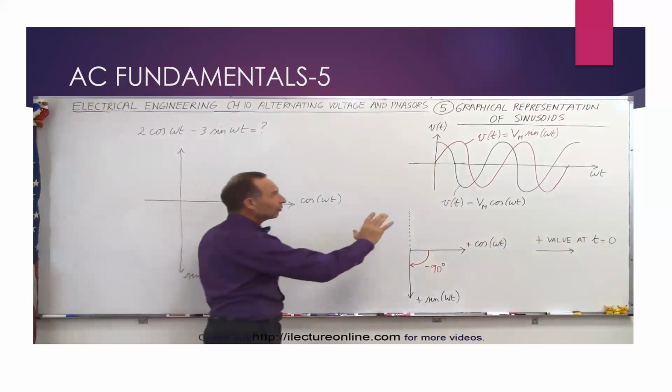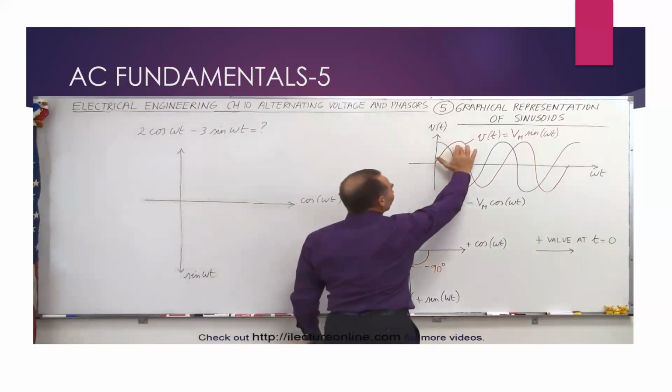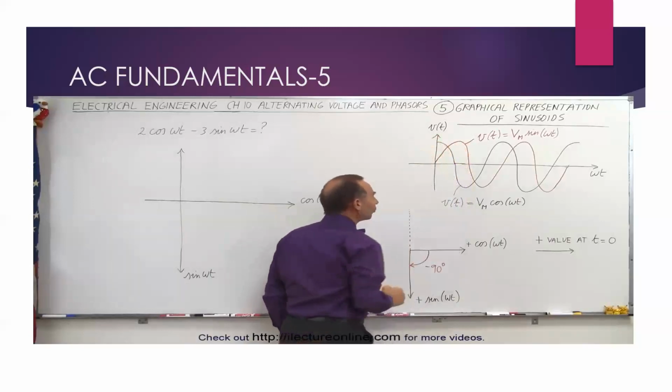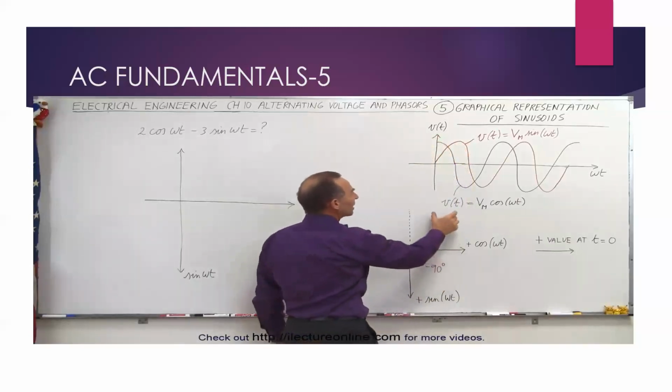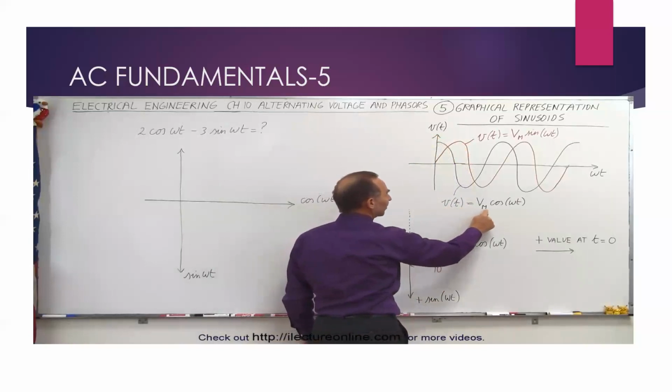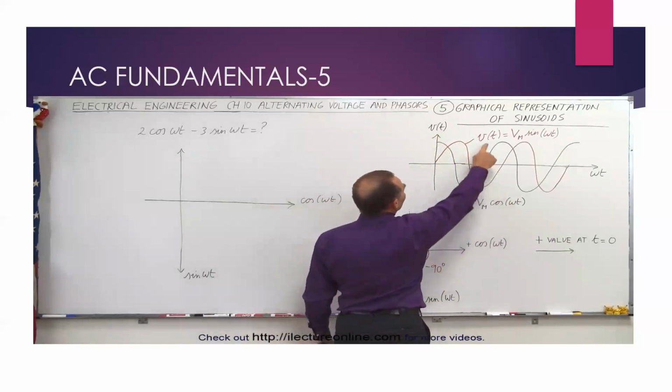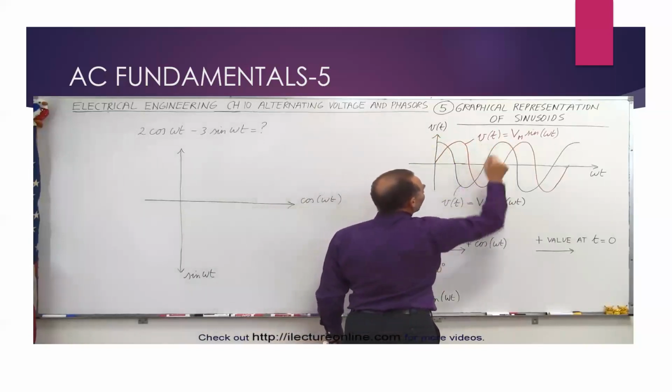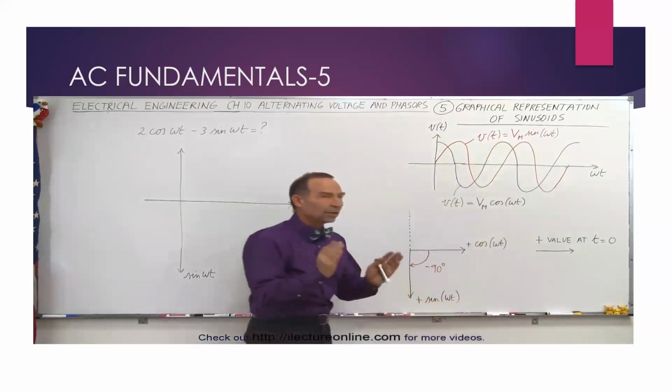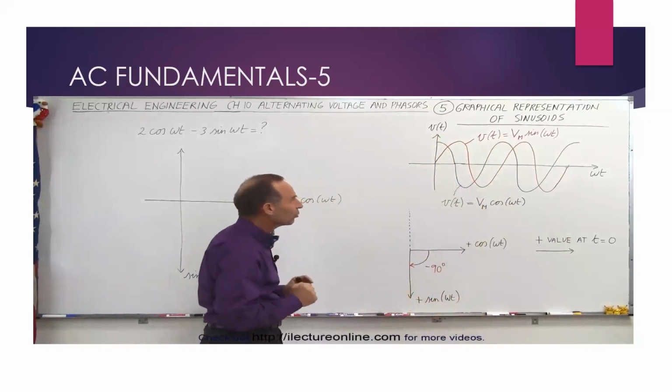Now, notice if we first draw out the cosine and sine function of a varying voltage source, for example, here we have the cosine function, which is E max times the cosine of omega t. Here we have the sine function, e of t is equal to E max times the sine of omega t. Now notice there's a phase difference between the two.